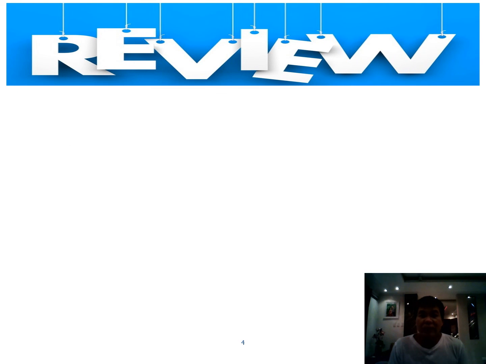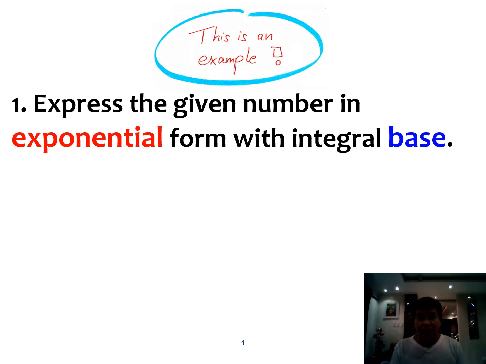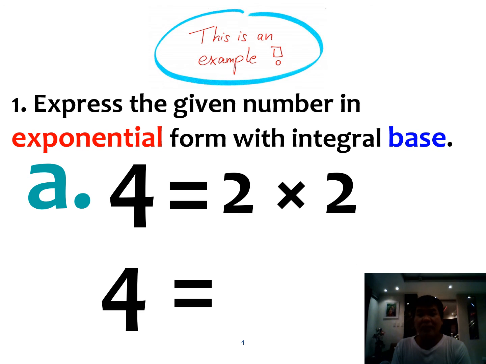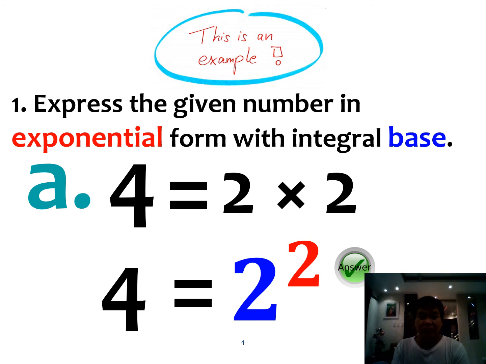We have some review. Let's have a short review about lesson 13. What is the number when we multiply by itself? It will result to 4. In short, we have to express the given number in exponential form with integral base. So let it become 2. How many times do we multiply 2 so it becomes 4? It's twice. So the base is 2 and the exponent is 2.